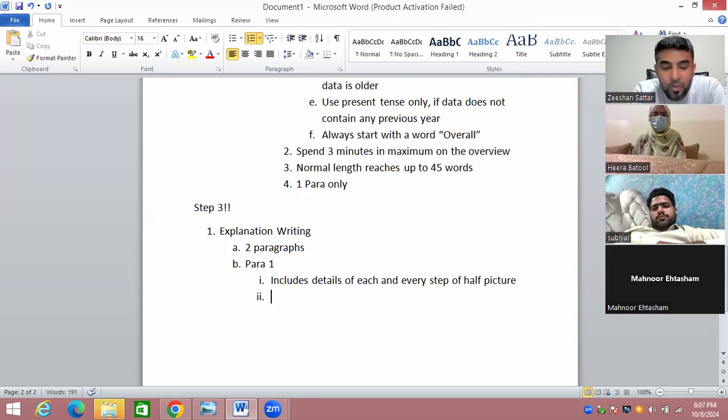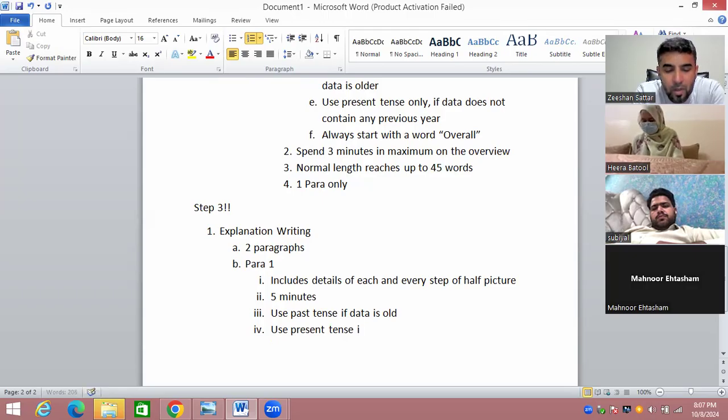Number 2, we spend 5 minutes. Number 3, we use past tense if data is old, and we use present tense if data does not contain any year.